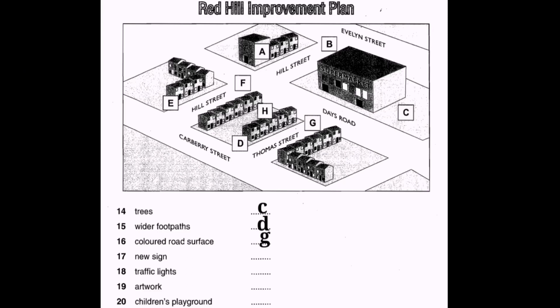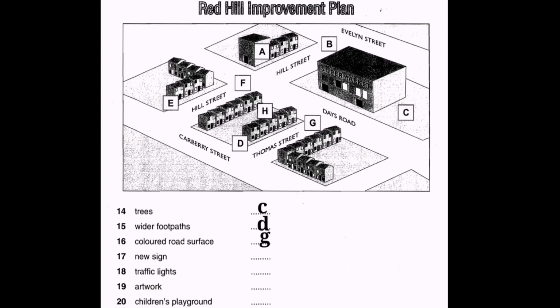Listen to the audio. One way of making sure that the pedestrians are safe is to increase signage at the intersections. A Keep Clear sign will be erected at the junction of Evelyn Street and Hill Street to enable traffic to exit at all times.